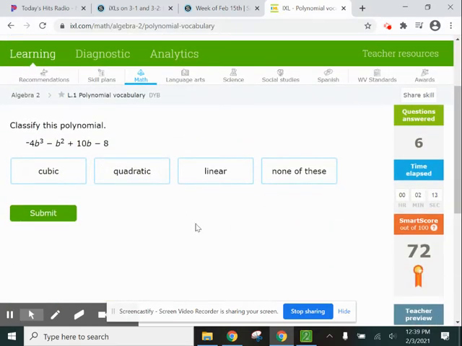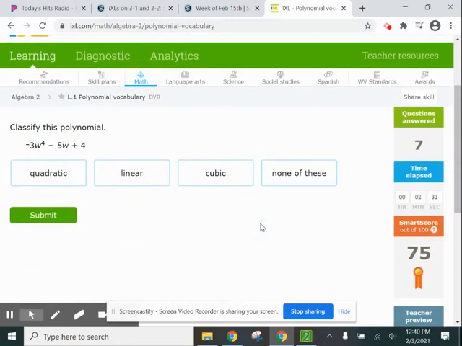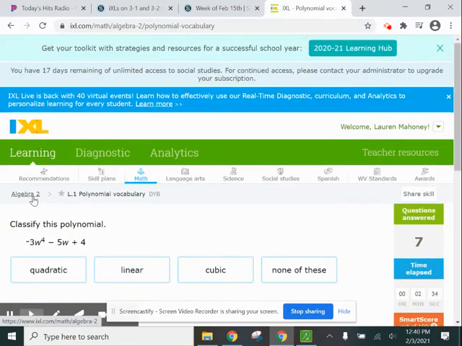Classify the polynomial. This is where you go by the highest degree. So my highest degree here is 3. Degree of 3 is a cubic. If you had a degree 2, that is a quadratic. Degree 1 is a linear, and if you have something else, that would be a none. So this degree 3 is a cubic. And that's how you go through and do this first section here on L1.